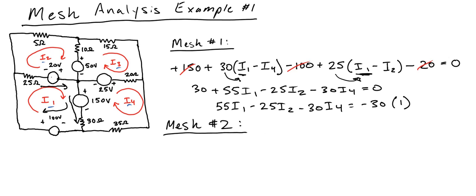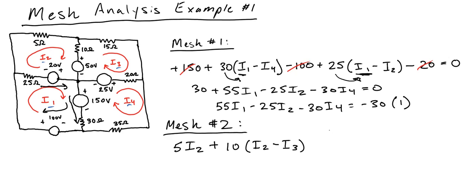So let's start with this 5 ohm resistor. The voltage across that resistor is V equals IR, which is 5 times I2. Moving along to the 10 ohm resistor, we're going to have V equals IR, so plus 10 times the current going through this shared branch, which we define as I2 minus I3.